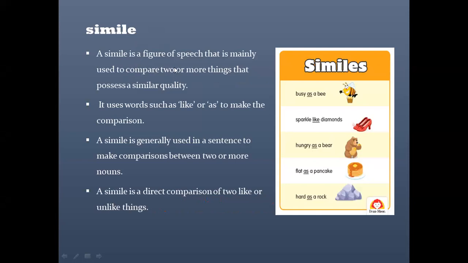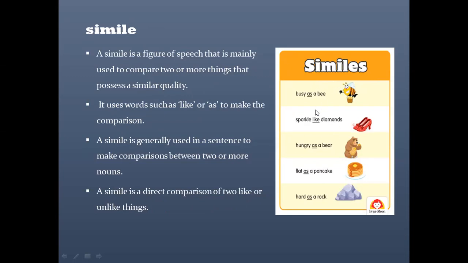A simile is a figure of speech that is mainly used to compare two or more things that possess a similar quality, and it uses words such as like or as to make the comparison. It is generally used in a sentence to make comparisons between two or more nouns, and it is a direct comparison of two like or unlike things. So here I have given you some examples for similes.